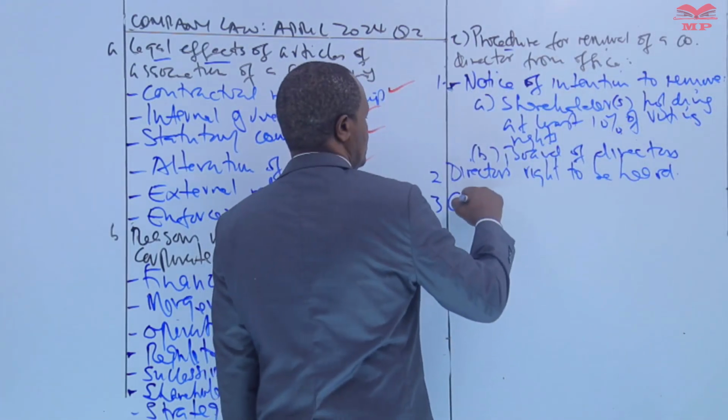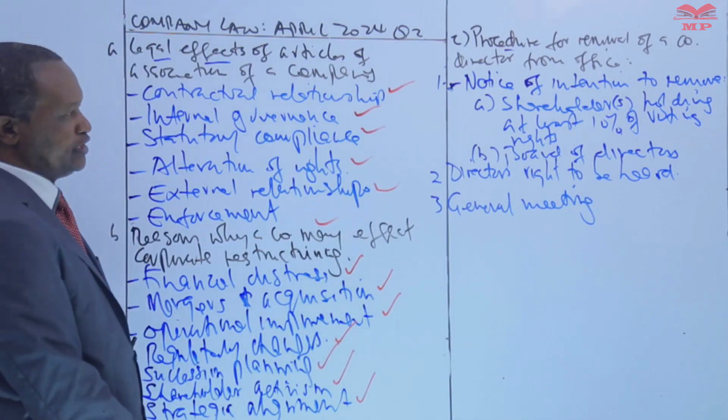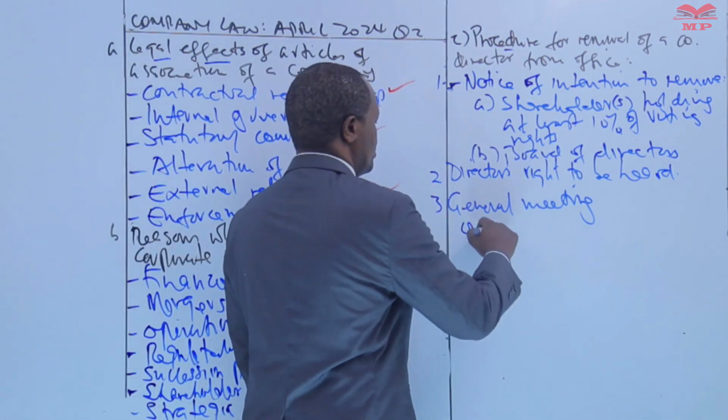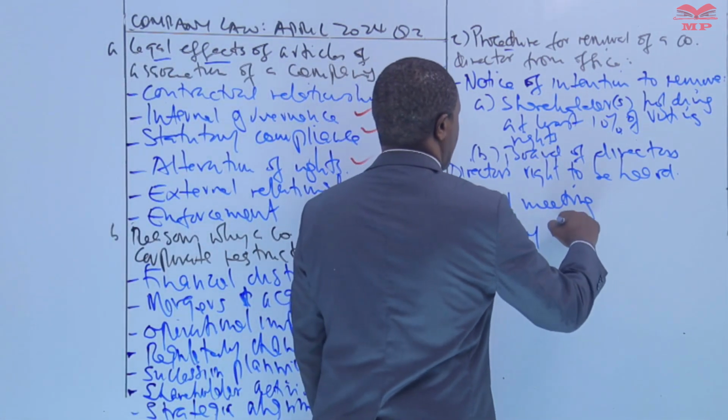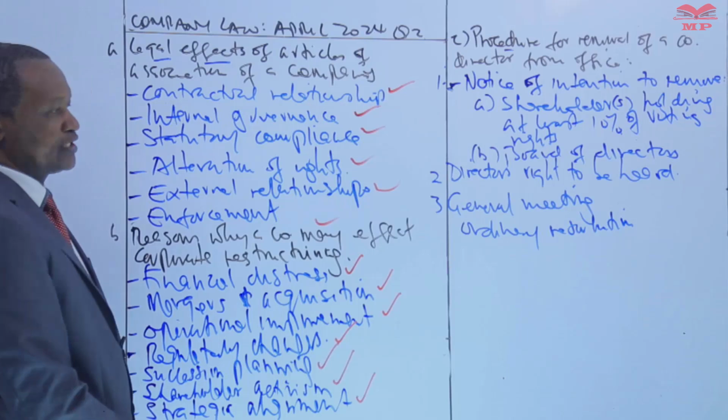General meeting. Procedure. You see how it is flowing, candidates? There is a notice of intention. The director has a right to be heard through written representations or to come to the meeting. General meeting. The resolution to remove the director must be passed by an ordinary resolution at the general meeting. Okay? You understand?